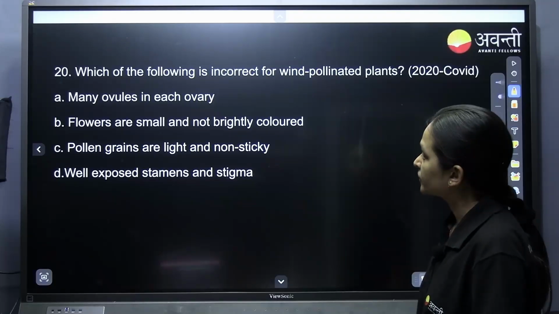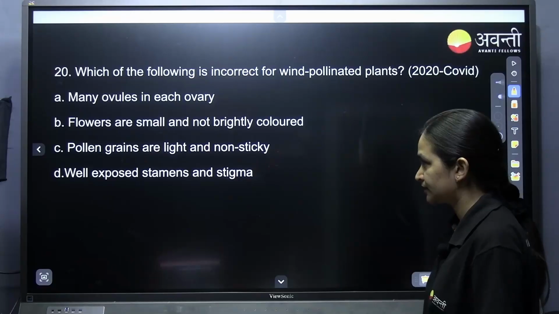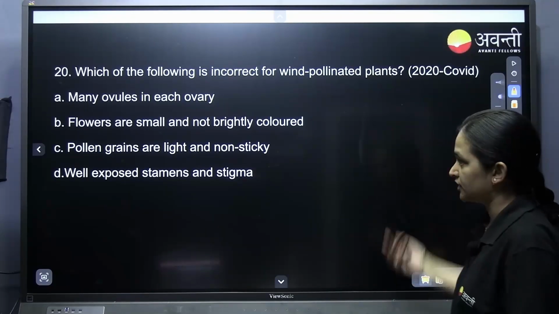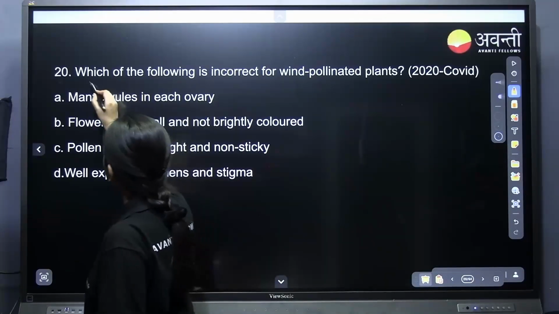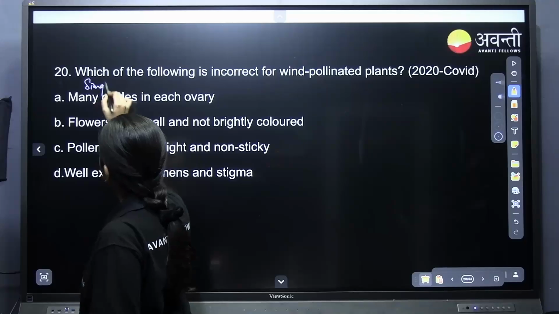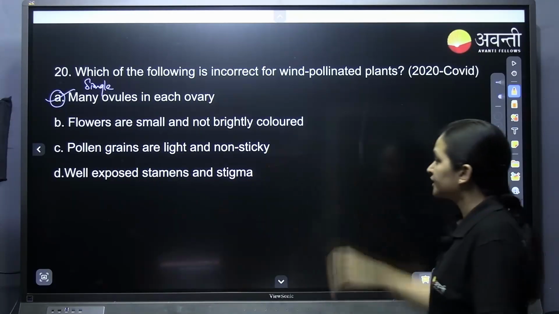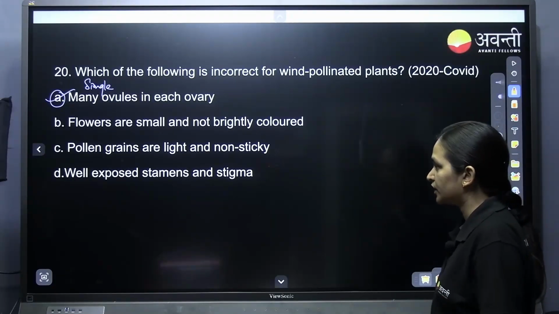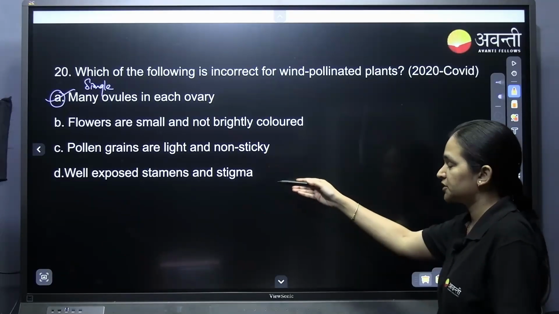Which of the following is incorrect for wind pollinated plants? When I was telling you about that task, I said there are many ovules in the ovary, no, a single ovule in the ovary. So A is the incorrect option. Flowers are small and not brightly colored, true. Pollen grains are light and non-sticky, true. Well exposed stamens and stigma, true.